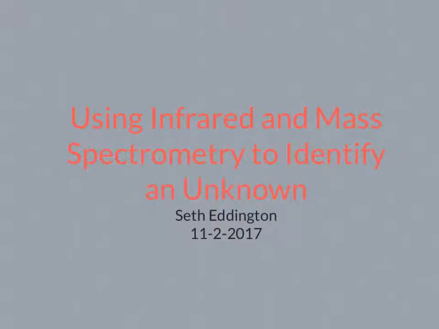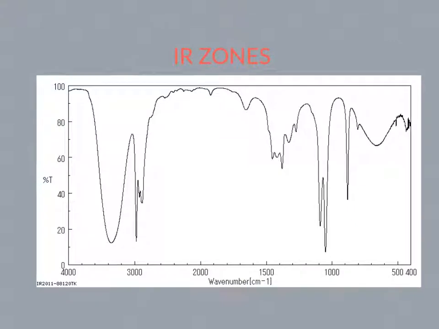Alright, so today we are going to be using infrared and mass spectrometry to identify an unknown. There are 5 IR zones total. The first one starts from around 4,000 to 3,200 on the chart here, so from this area. This includes alcohols and amines and things like that. Many alcohols will have a very parabola-like shape, and amines will look either like double fangs or long points.